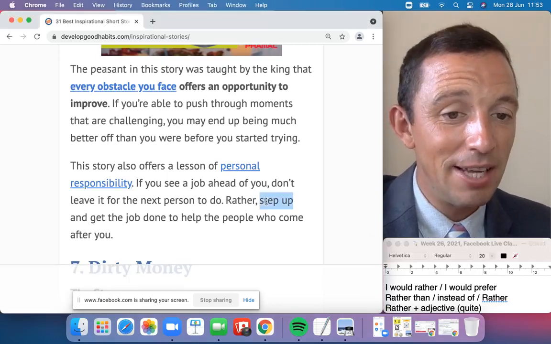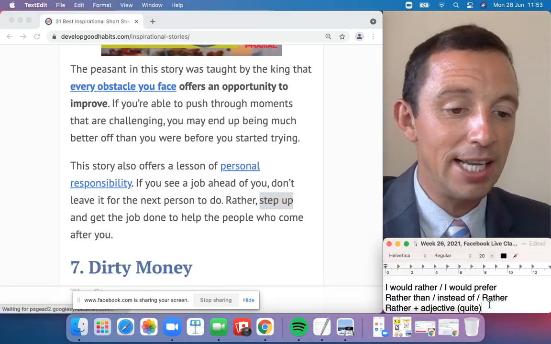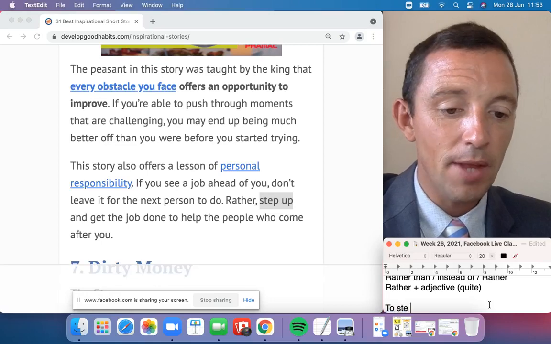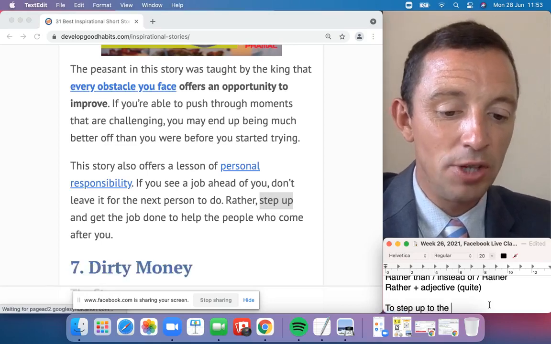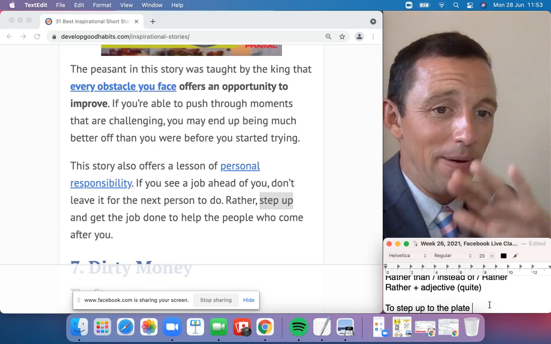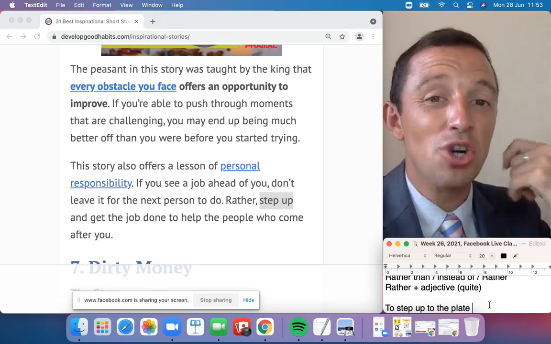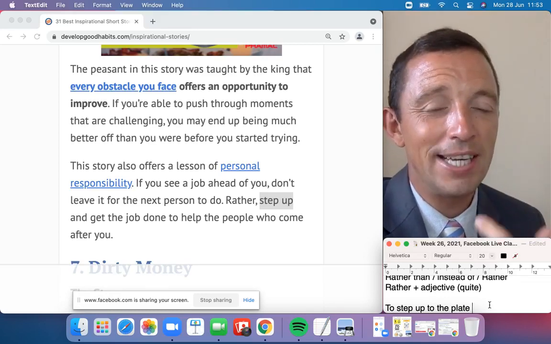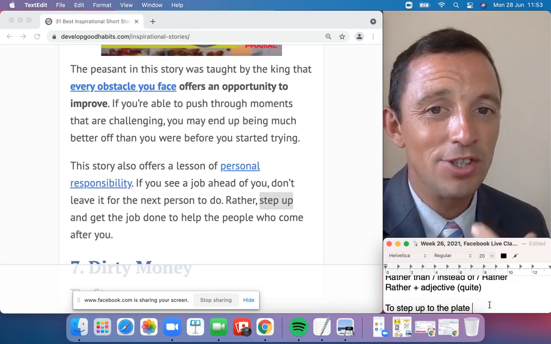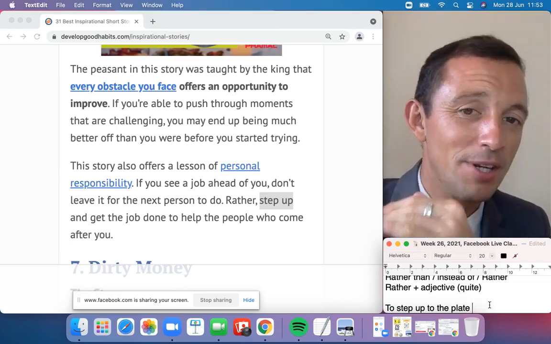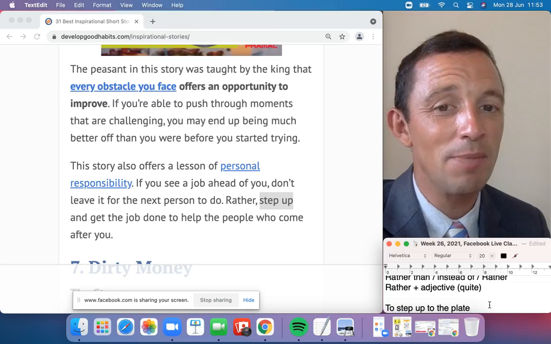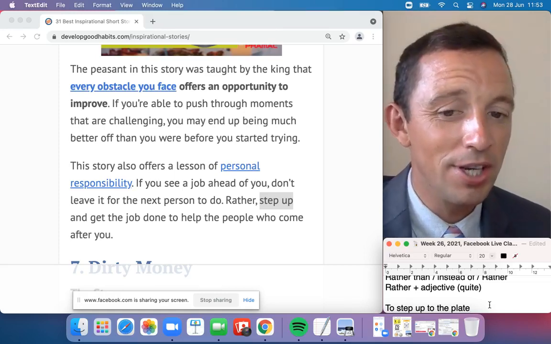"Step up" is a bit difficult, and that means basically it's a phrasal verb. And we normally say "step up to the plate." In baseball, you have the plate, and if you step up to the plate, it's your turn, it's your responsibility, it's your time, it's your moment to hit the ball. So you need to step up to the plate. It's your moment to take responsibility. So that's a very, very good expression.